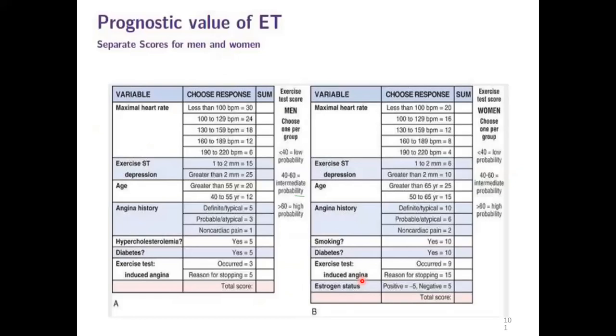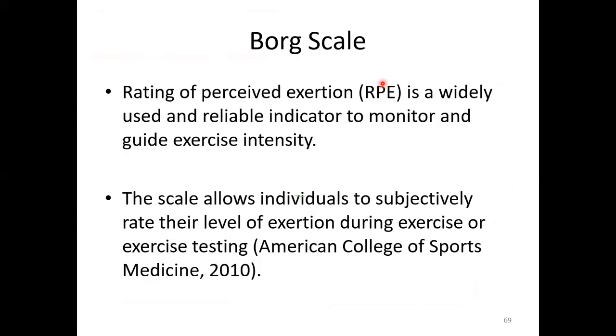This is also a chart that separates the prognostic score for both men and women, quite handy, I find. For men, you can score this based on maximal heart rate, depending on what the patient's maximal heart rate is. So you can score it here and at the end of the day get the total score. If the exercise test score for men is less than 40, this is considered low probability; 40 to 60, intermediate probability; greater than 60, high probability. While in women also, we use this chart to tell us their classifications of prognostic value.